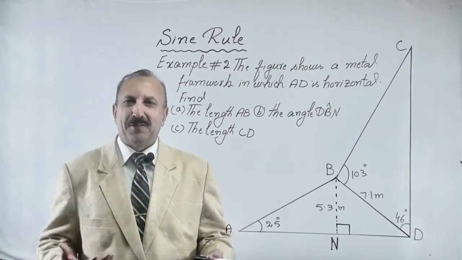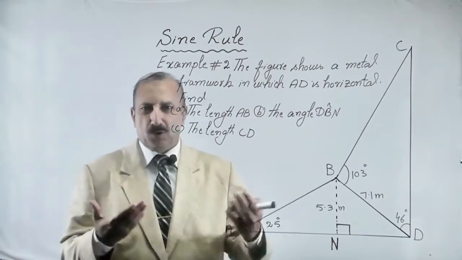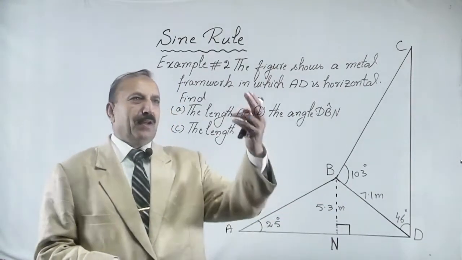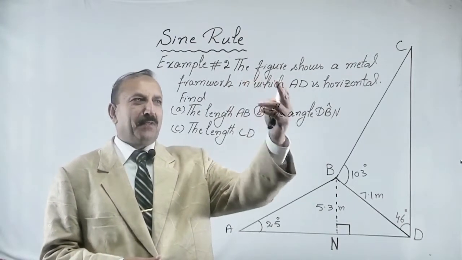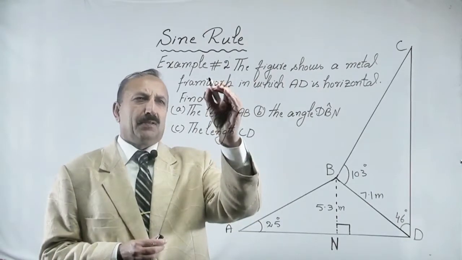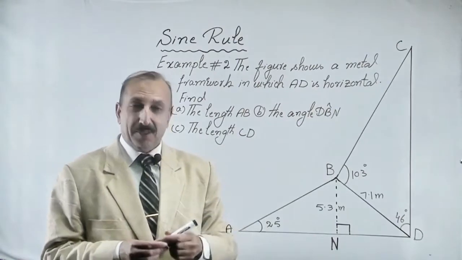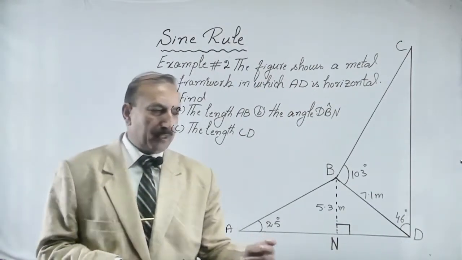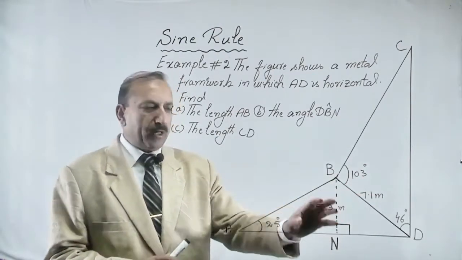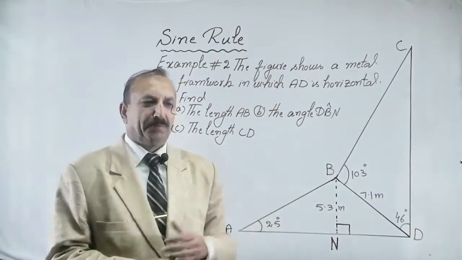Alright my dear students, here is example number 2, a little more complex. It's a composition of more triangles. It is given in this example that the figure shows a metal framework in which AD is horizontal. The major information is limited. AD is horizontal, but the rest of the values are mentioned according to the measurements and angles we are supposed to treat in this whole figure.